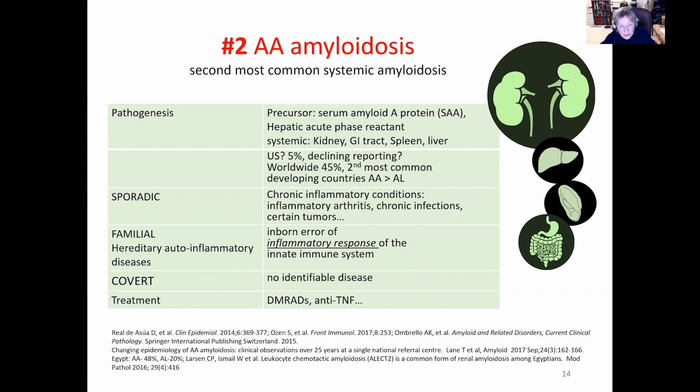And I will show you examples of that in a moment. And then we identify an ever-increasing subset of patients who develop AA amyloidosis seemingly with no identifiable disease. And I want to tell you that similar to AL, there are plenty of options for treatment available, which I will not even touch upon today, but it is treatable.